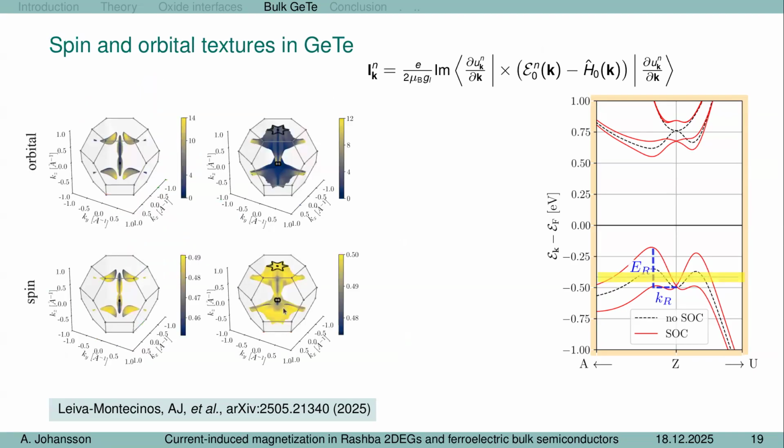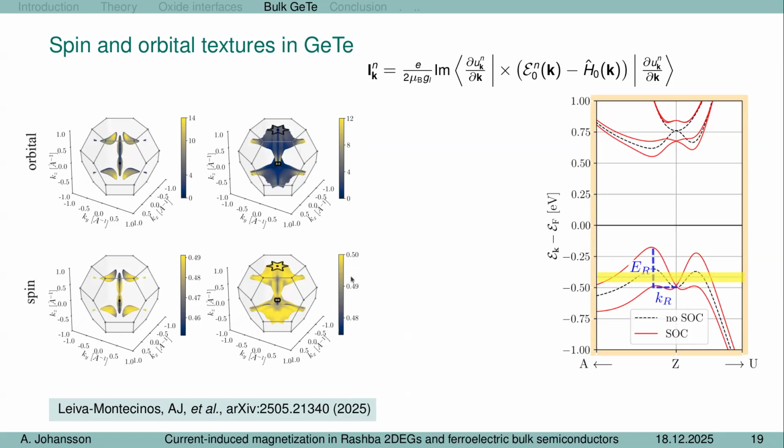And therefore, we visualize here the isoenergy surfaces at one distinct energy. So usually the system is p-doped, so we are in the valence band. And we see now all the sheets of the Fermi surface. In the top panels, you see the orbital expectation values at the iso-energy lines. And here you see the spin expectation values.